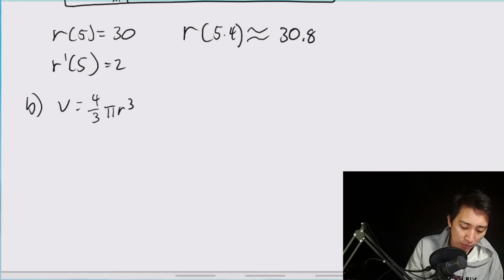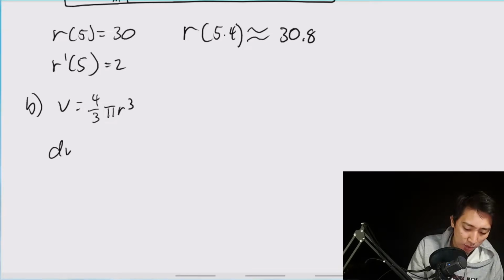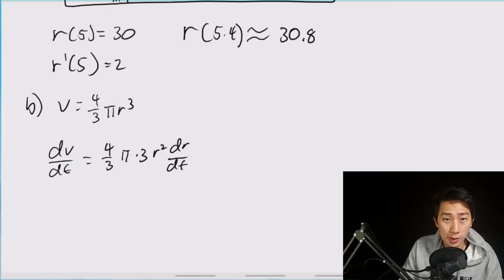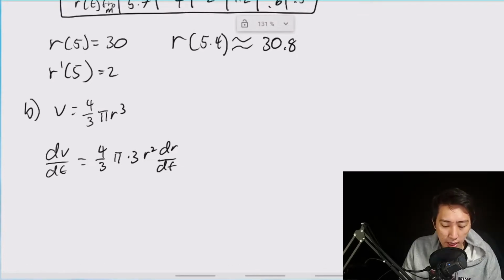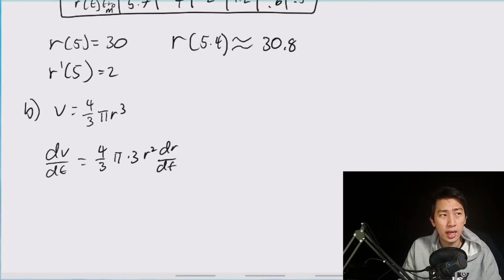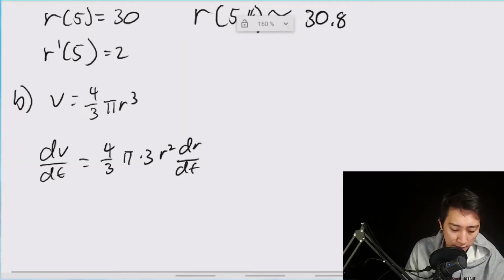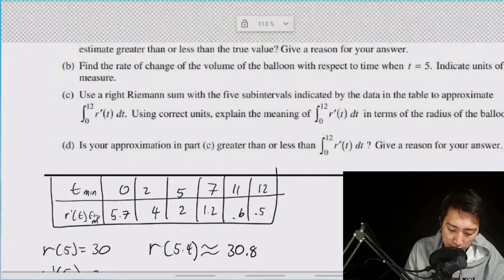Now when I'm taking the derivative of this, I'm taking it with respect to time. So dV/dt equals 4 over 3 pi times 3r squared dr/dt. Now if you remember, this was our related rates type of problem, where we have a different variable than the one we're deriving with respect to. So because of that, we have to add this additional dr/dt. So we're saying, what is this going to be?